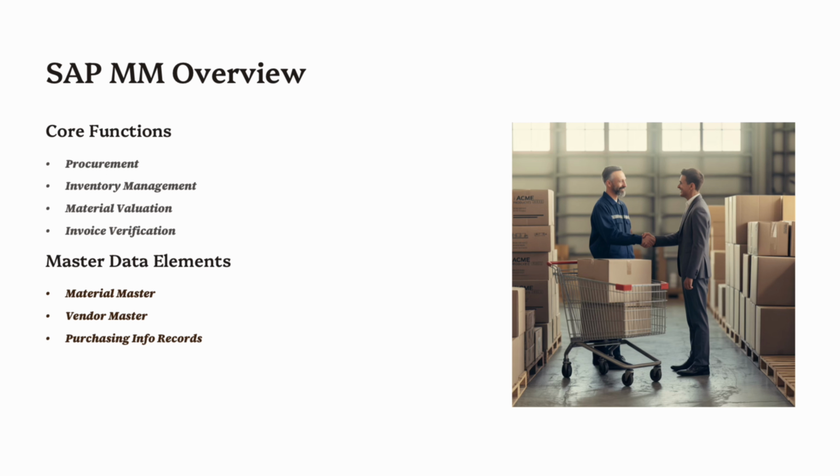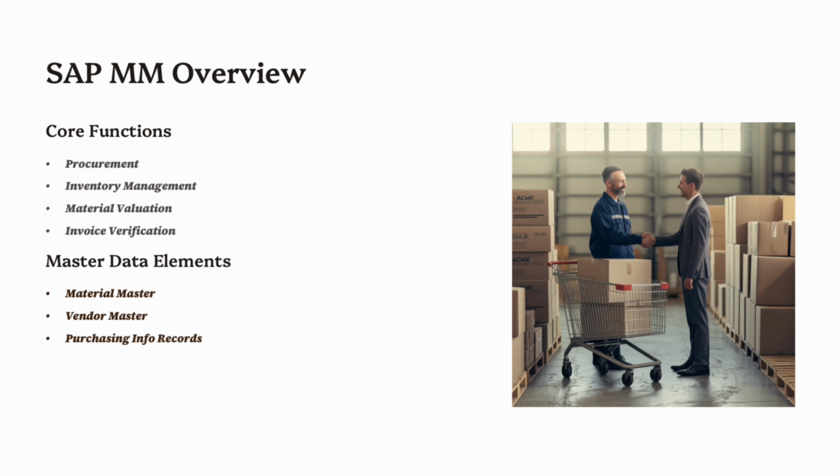Some of the key functions of MM include procurement, handling purchase requisitions, purchase orders, and vendor management. Inventory management, tracking stock movements such as goods receipts, goods issues, and transfers between storage locations. Material valuation, ensuring materials are valued correctly in financial terms based on moving average price or standard price. Invoice verification, matching vendor invoices with purchase orders and goods receipts before payment.